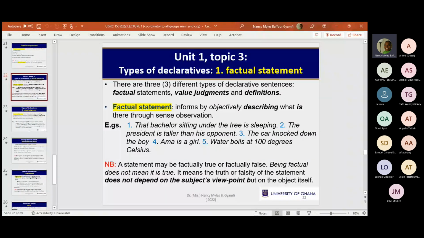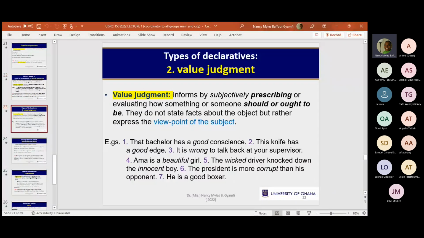It is raining now at Legon. That is factually true or factually false. But it's a factual statement. If I went to Legon and it is raining, truly, by observation, then what the person said is true. If I went there and it is not raining, then it is false. So take note. Remember, Amma is a girl. A factual statement.